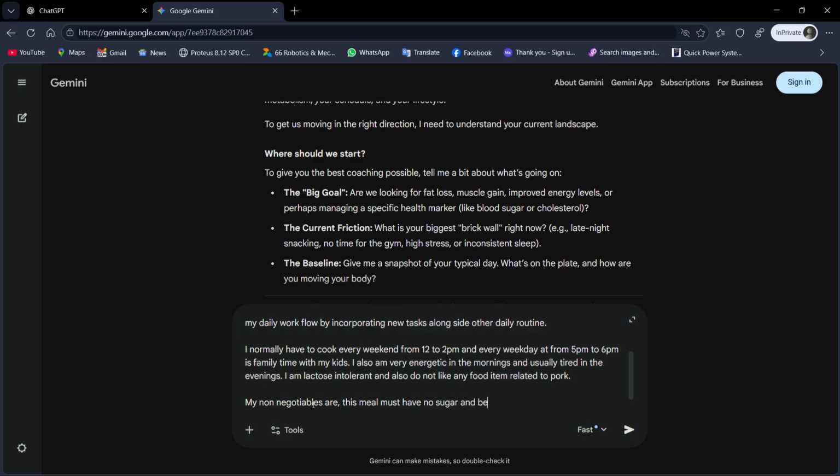and be completely, now let's say natural. This diet plan, not meal, must have no sugar and be completely natural. Now that goes for our non-negotiable.